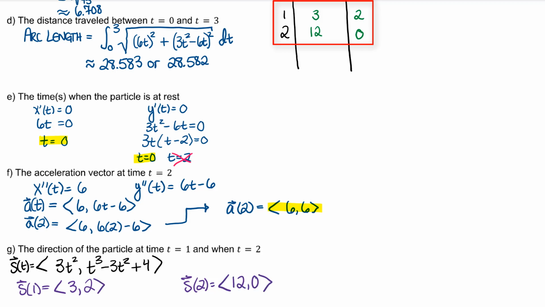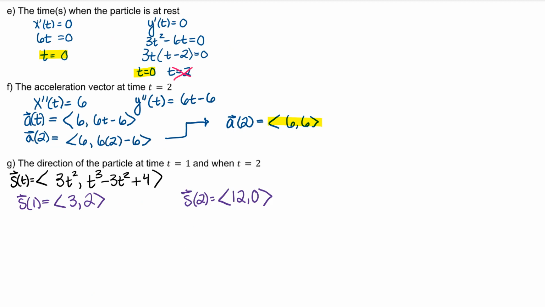Now I need to find the direction of each of these vectors. The direction is the angle between the positive x-axis and the vector itself. Remember, we have a relationship: tangent of theta is equal to y over x.